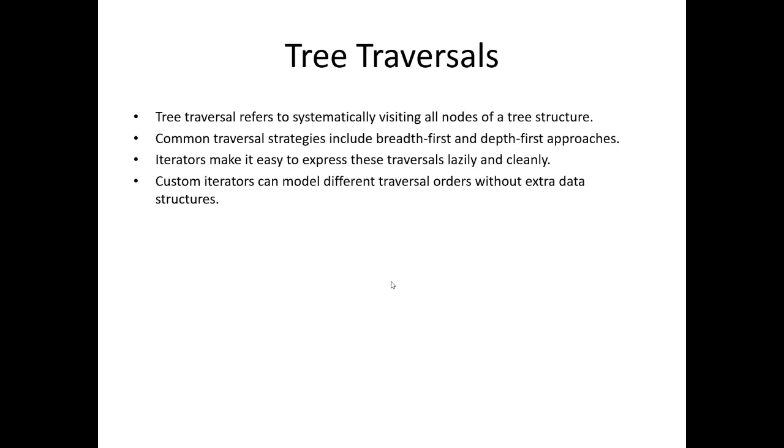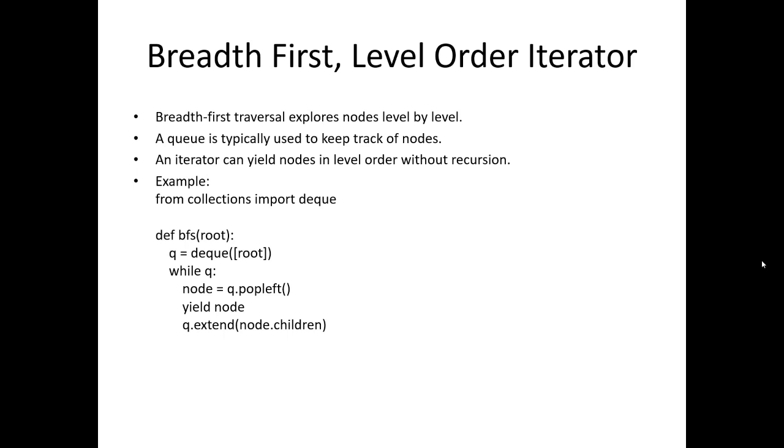Tree traversal. Tree traversal is the process of systematically visiting all nodes in a tree structure. There are many strategies. The most common are breadth first and depth first traversals. By using iterators, we can implement these traversals in a lazy, memory efficient way, avoiding unnecessary data structures or building entire lists upfront.